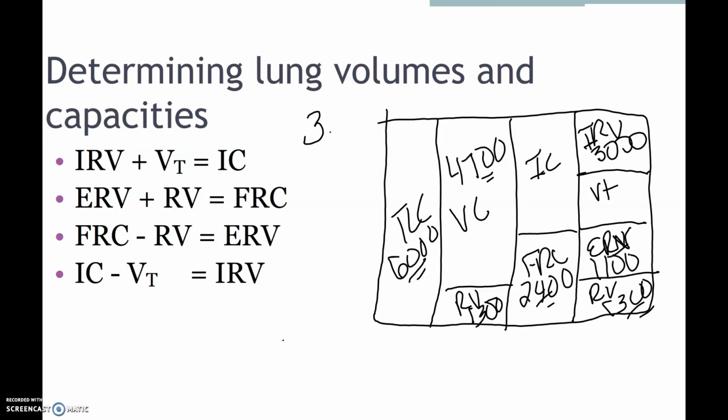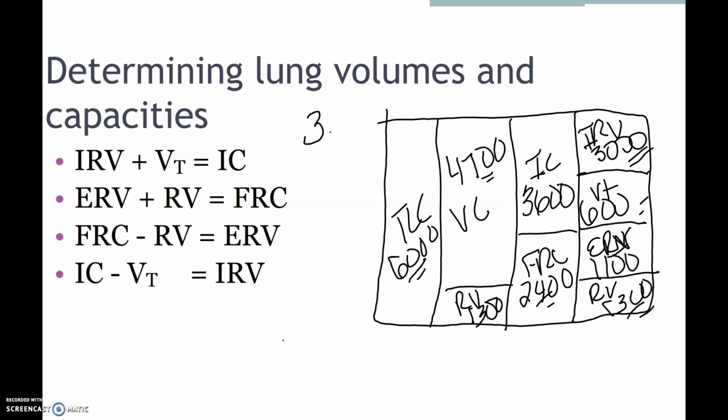So next we can find our tidal volume. So for our tidal volume, we're going to take our total lung capacity and subtract off our IRV, ERV, and residual volume. So if we take 6,000 minus 3,000 minus 1,100 minus 1,300, we're left with a tidal volume of 600 milliliters. And then we can go ahead and find our inspiratory capacity. We'll take our 3,000 on the IRV plus our tidal volume of 600, and that gives us 3,600.